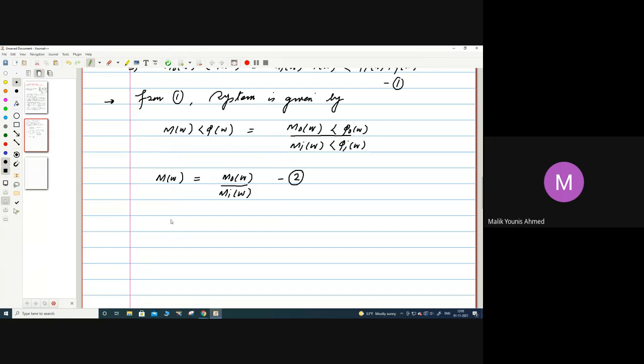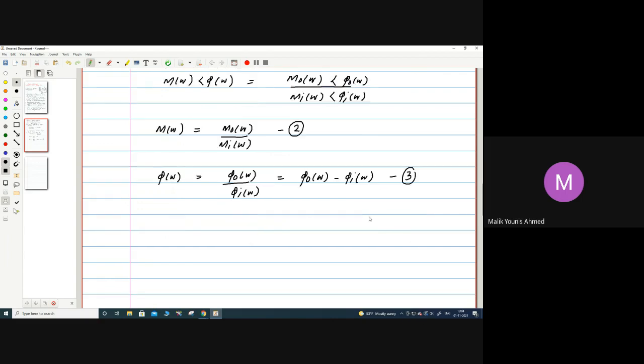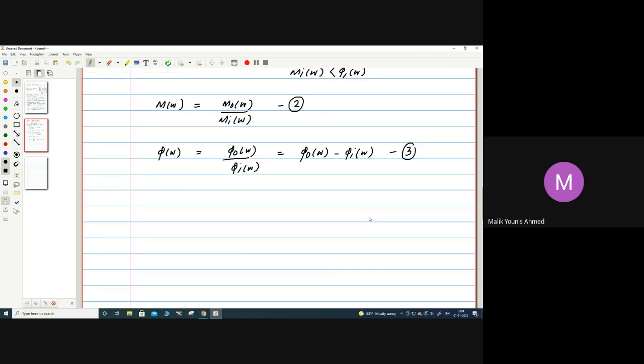Second, phi of omega can be represented as phi naught of omega divided by phi i of omega, which in terms of polar form can also be written as phi of omega equals phi naught of omega minus phi input of omega. Let us call it equation number 3. Now equations 2 and 3 will form our definition for the frequency response.